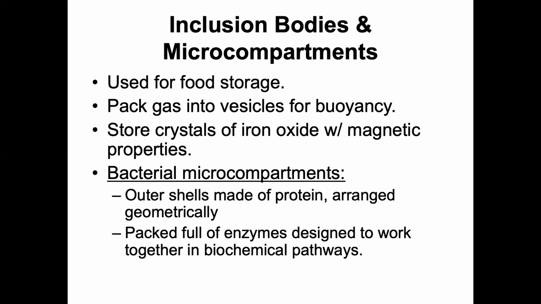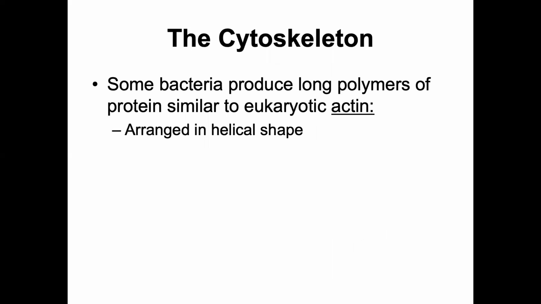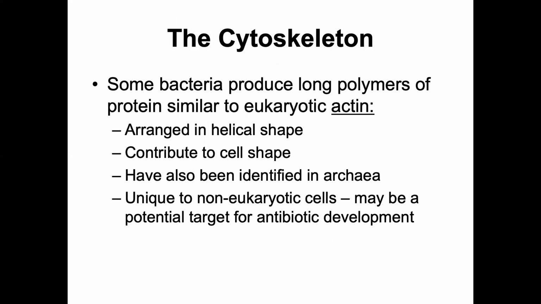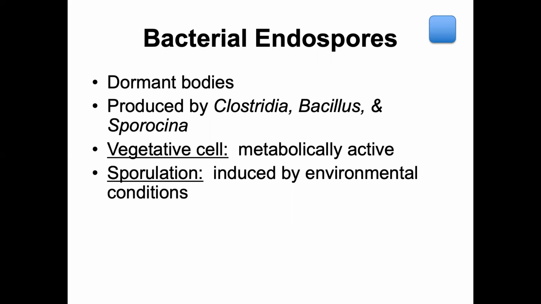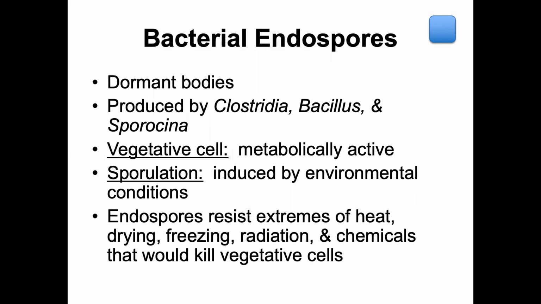So in this sense, these microcompartments are a little bit like an organelle, a membranous organelle in a eukaryotic cell, okay? The cytoskeleton is what produces shape for the bacterial cell. And there are cytoskeletal components in both bacteria and archaea, okay? The building blocks of the cytoskeletal components are unique to prokaryotic cells and are not likely a good target for antibiotic development, okay?